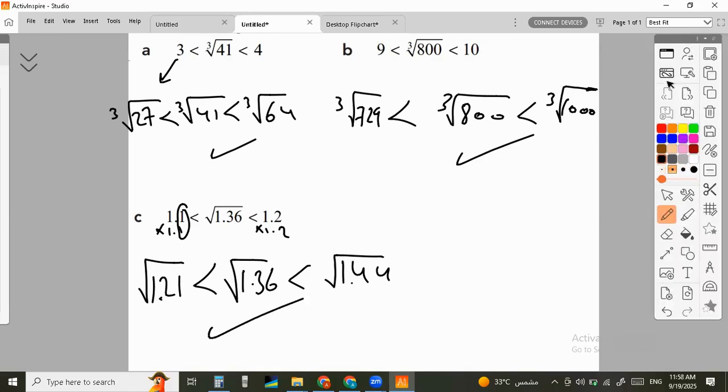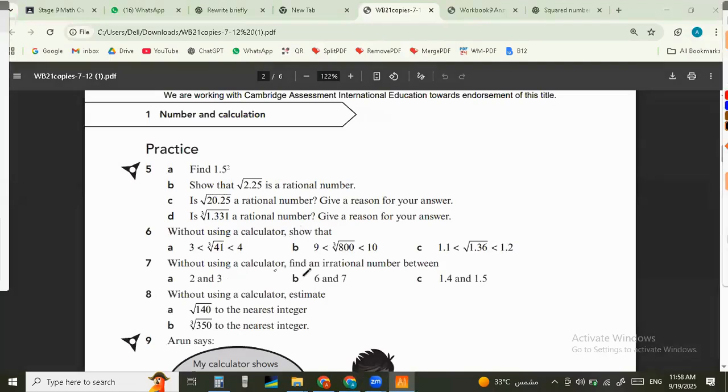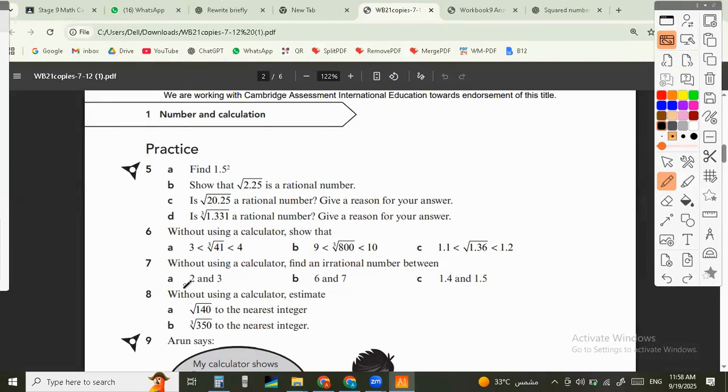Let's get back to the book. It says to you here, without using a calculator, find an irrational number between this. How can I do this, mister?